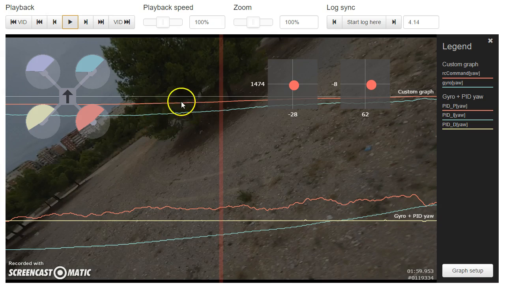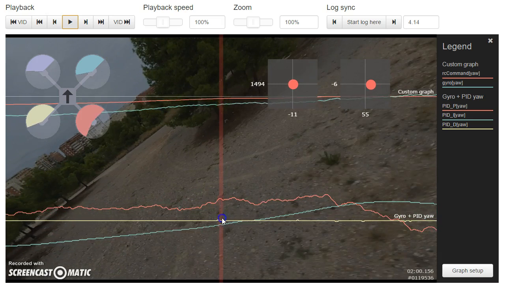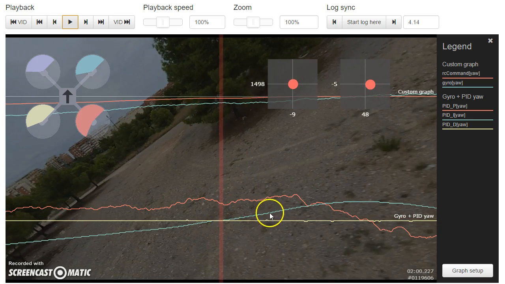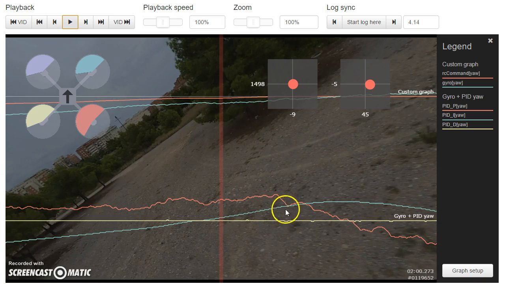negative below the axis, and P is above the axis. So that's telling us that right now we're turning too fast, which means we're basically the rear end of the copter is sliding out. Here's the point where the I term crosses the axis, and now the I term is agreeing with P.